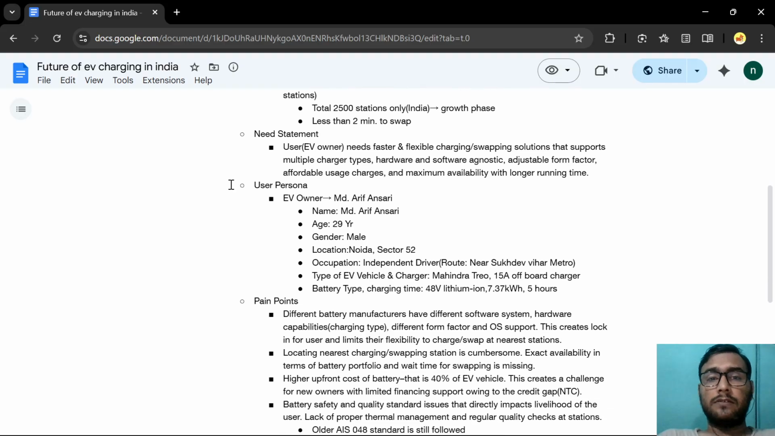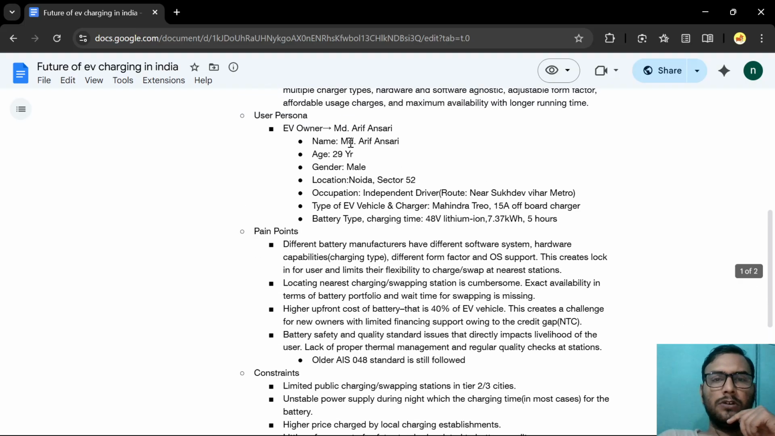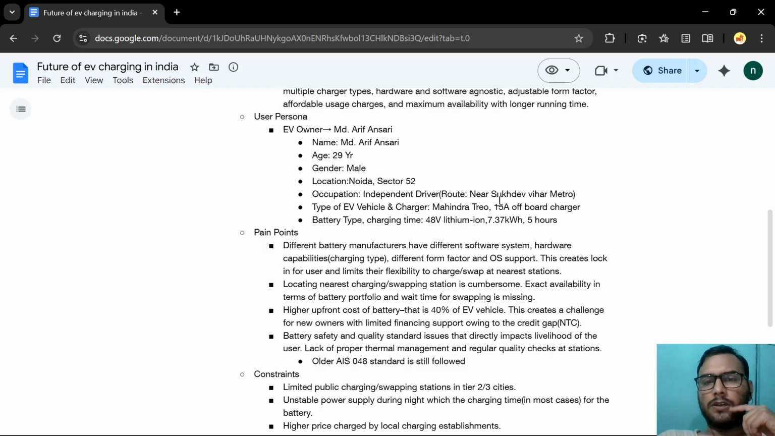So the need statement is that the user, in our case the EV owner, needs faster, flexible charging and swapping solutions of multiple charger types. In the charging space, there are multiple charger types: AC, DC, fast charger, slow charger, and the government has also tried to standardize or regularize this space with two kinds of charger, Bharat something, two kinds of charger they have tried to identify. So our user persona is an independent driver near Sukhdevia Metro, and they have a Mahindra Treo. It is a 15 ampere output charger, and charging time is around 5 hours.